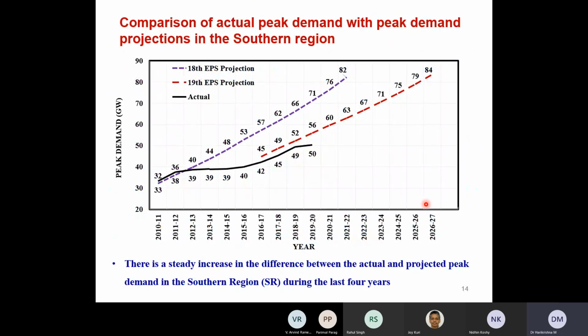As I mentioned, the Electrical Power Survey has given a load projection for the years up to 2027. Based on this projection, the capacity of generation is planned in the southern region. It can be seen that the wide gap between the projected and actual demand has been increasing constantly over the last 4 years. Even the projection values as per the 19th Electrical Power Survey show that there is a wider gap between the projected demand and the actual demand. This gives an opportunity to improve the system performance by retiring the old thermal power plants.